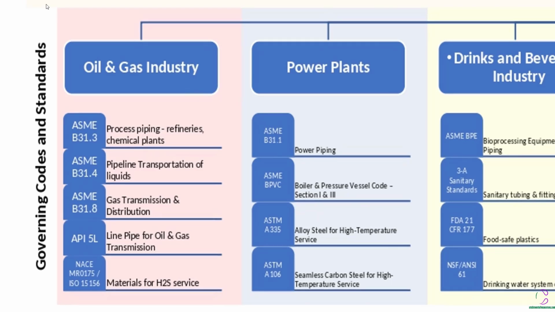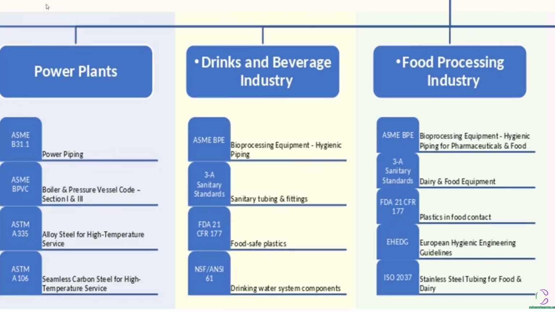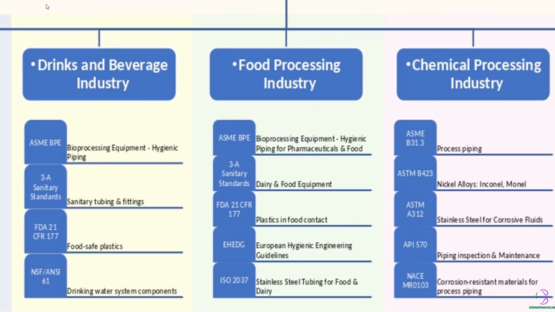For power plants, most times we are talking of steam or other kinds of fluids. So there are also governing codes, some of them listed here as well. Say we are in the food and drinks industry, drinks and beverage. We are talking of ASME codes, ASME BPE codes, bioprocessing equipment. We are talking of sanitary standards, and there are other standards that have to do with food and plastics to know the level of hygiene that is required. Also, the food processing industry has its own code as well.